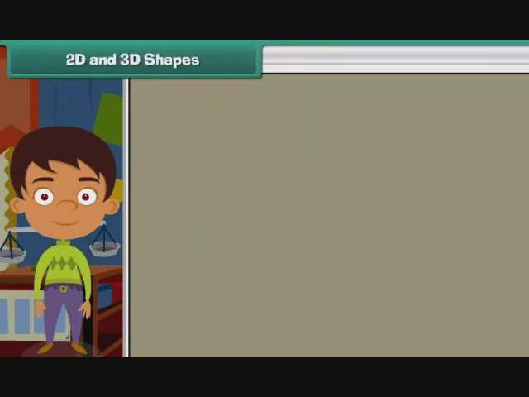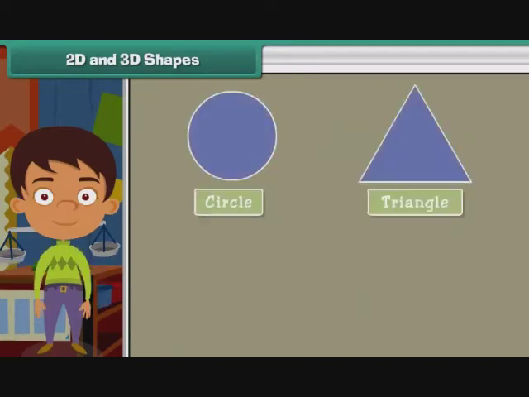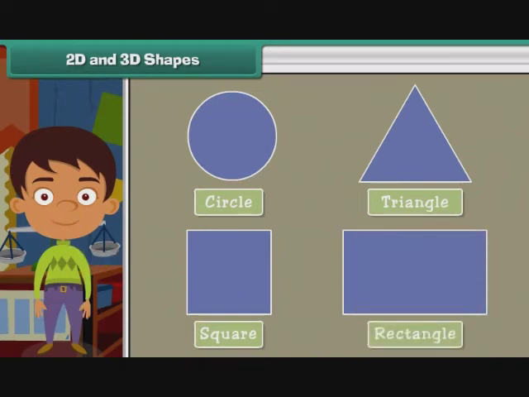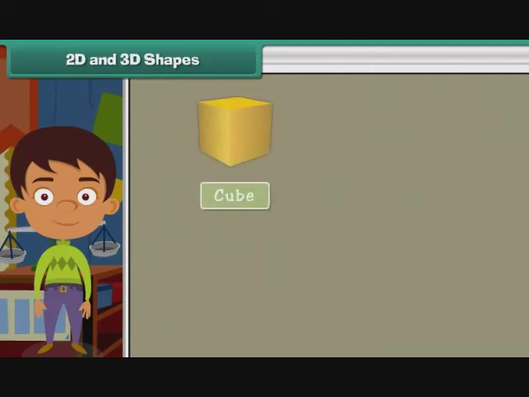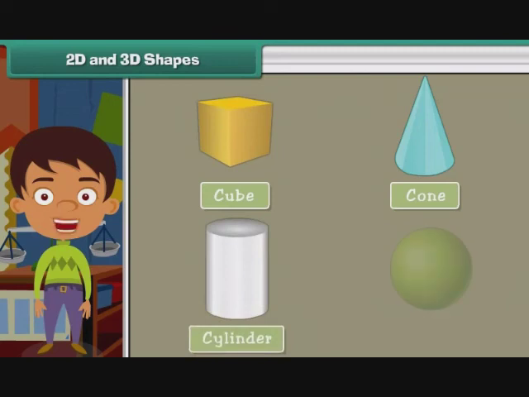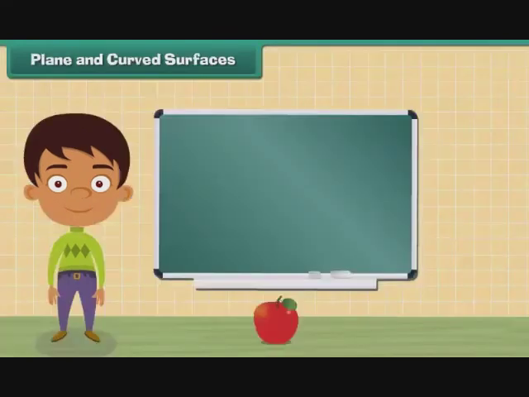2D and 3D shapes. Now let us talk about two-dimensional or 2D shapes. Some 2D shapes are circle, triangle, square, and rectangle. Some three-dimensional or 3D shapes are cube, cone, cylinder, and sphere. Plane and curved surfaces.